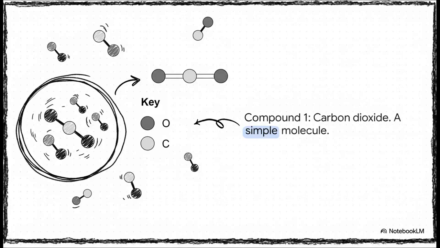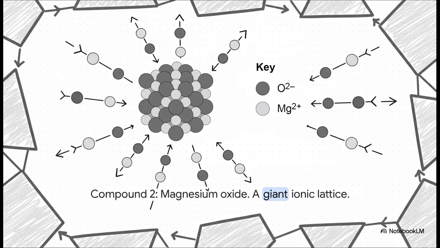First up, we've got carbon dioxide. And you can see straight away it's made of these little individual molecules. This is what we call a simple molecular structure. Lock that idea in your head because it's our starting point for the whole comparison. Next, magnesium oxide. And whoa, this is a completely different beast, isn't it? It's not made of little separate molecules at all. This is a giant ionic lattice, just a huge repeating grid of positive magnesium ions and negative oxygen ions, all stuck together by powerful electrostatic forces.